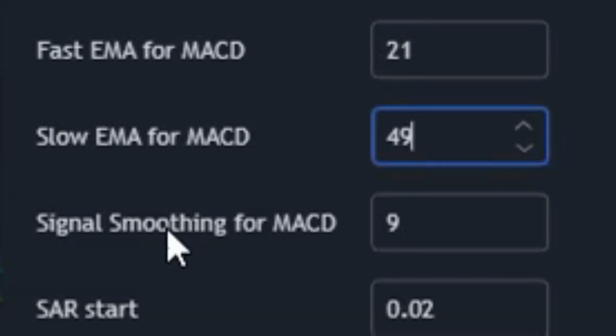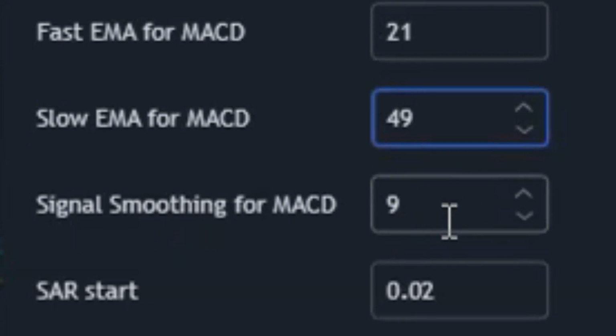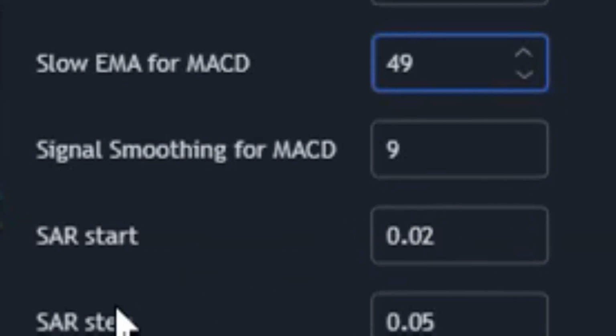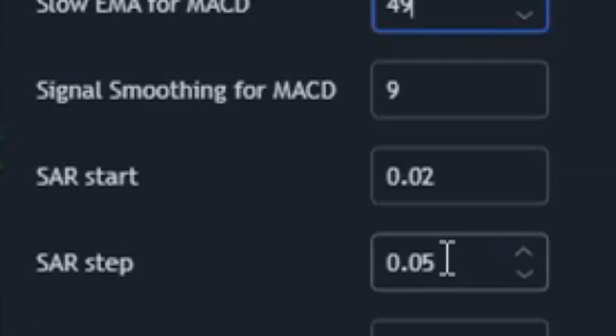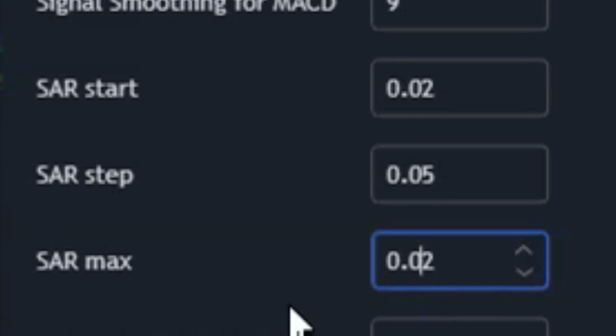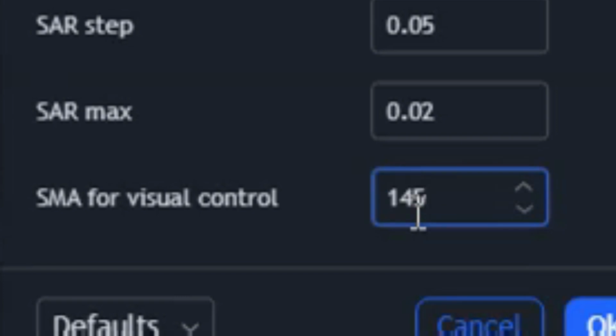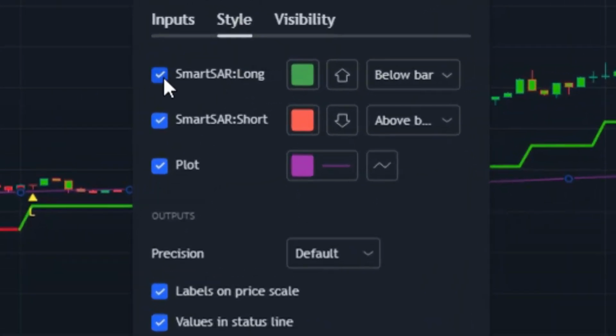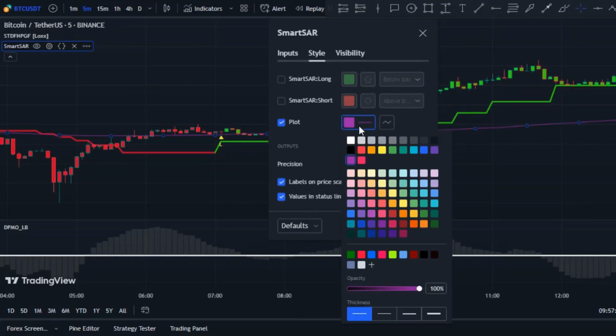Then set the signal smoothing to 9, SAR start to 0.02, SAR step to 0.05, and change SAR max to 0.02. And finally, change the SMA to 145. Now head over to the style section and disable the Smart SAR long and Smart SAR short options. You can also tweak the plot color to make it more visible.